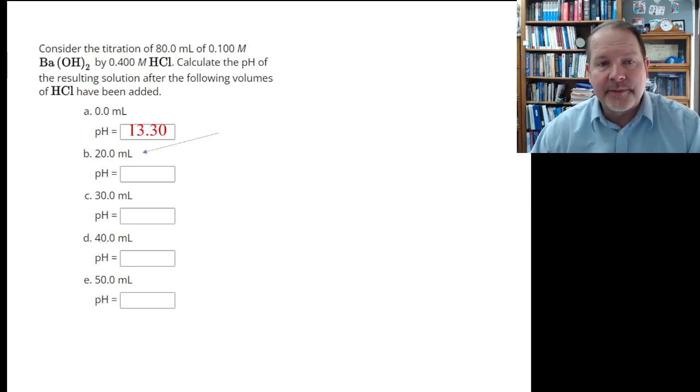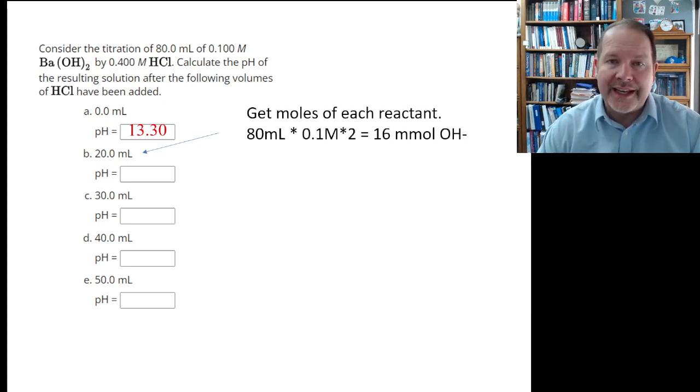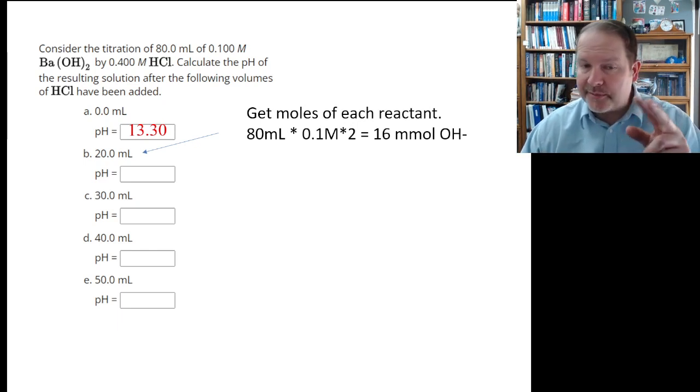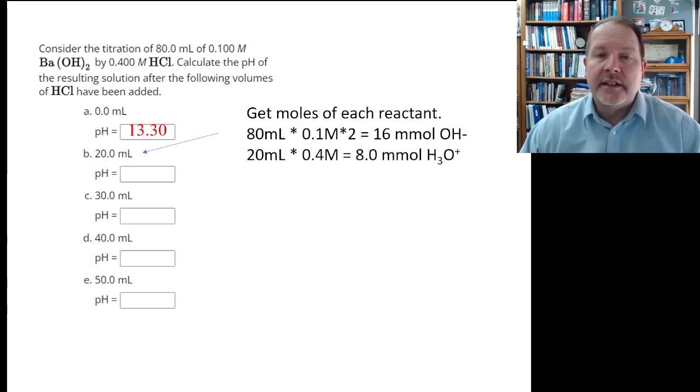Look at the second one. Now in the second one, we're going to run the reaction between hydroxide and the hydronium ion. Let's get the hydroxide ion. Let's do it in millimoles. It's really good to do it in that. All you do is take the volume in milliliters times the concentration, but I have to double it because of the 2 hydroxides. 16 millimoles of hydroxide. 20 mL of HCl times its concentration gives you 8 millimoles. But remember, it's not HCl anymore. It's hydronium ions, because it's a strong acid. As soon as the strong acid hits water, it's hydronium.